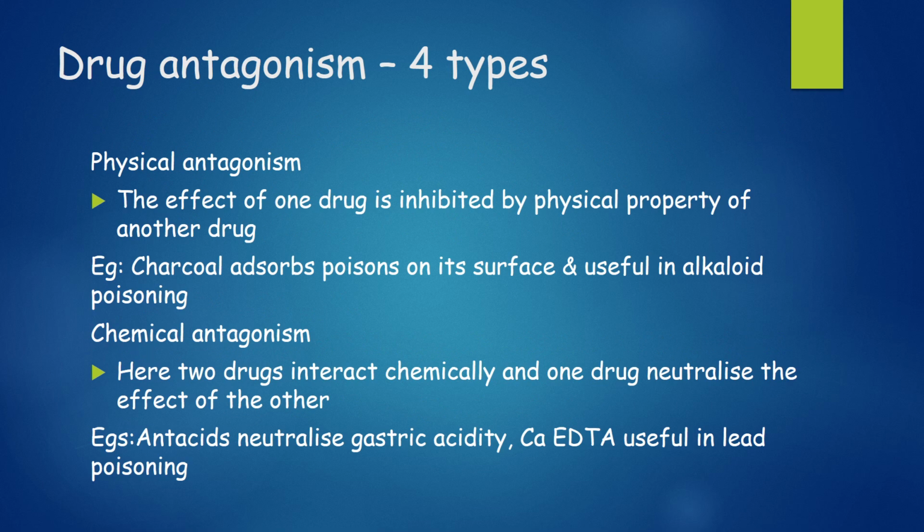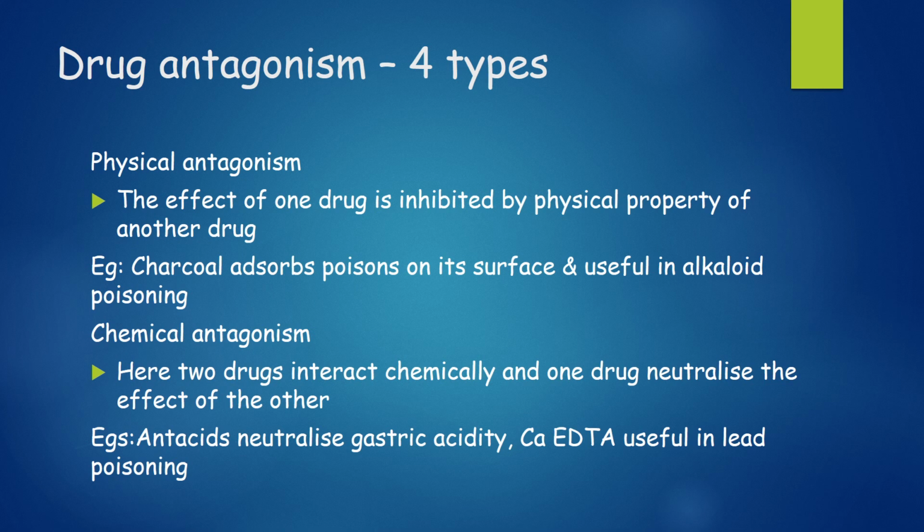Now, antagonism. We have got four types of antagonism. First one is physical antagonism. It is the negative part of combining two drugs. In physical antagonism, the effect of one drug is inhibited by the physical property of another drug. So, if we are combining drug A and B, the effect of drug A is stopped or inhibited by the physical activity of drug B.